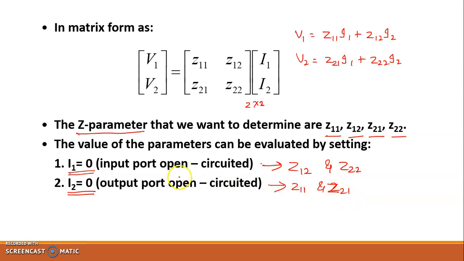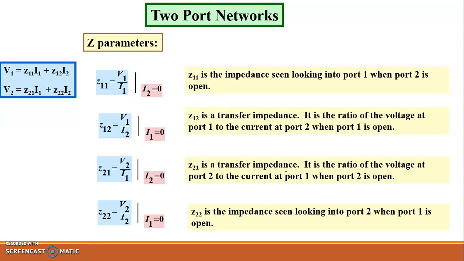We are making either the input port open circuit or the output port open circuit. That is why this parameter is known as the open circuit impedance parameter. We are making any of the terminals open circuit for finding the ratio between voltage and current. Since the ratio is between voltage and current, that is known as an impedance parameter. That is why open circuit impedance parameter. Okay. Now, what is the procedure?